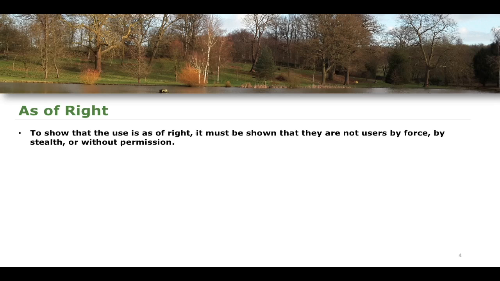To show that the use of an easement is as of right, it must be shown that they are not users by force, by stealth, or without permission. Those are the three requirements that must be satisfied for proving that you are as of right. The burden of proving this rests with the person claiming the right. I'm claiming a right of grant of an easement by prescription, and in showing I have this right, I have to show that I'm not a user by force, by stealth, or without permission.